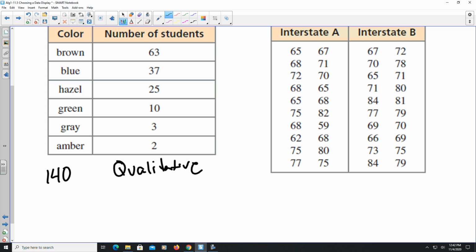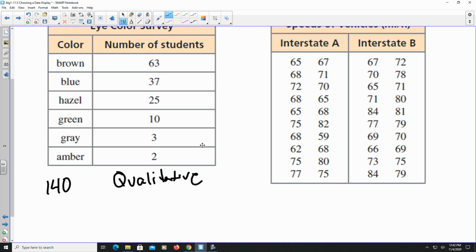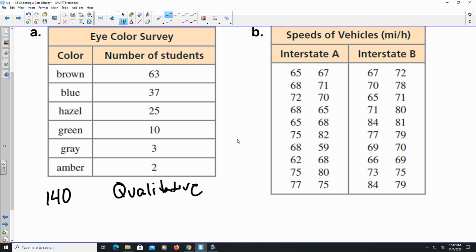From the 140, I'm going to look at the percentage of students that had brown eyes, blue eyes, hazel, green, gray, and amber. About 45% of students have brown eyes, about 26% have blue, about 18% have hazel, about 7% are green, about 2% is gray, and about 1% is amber.